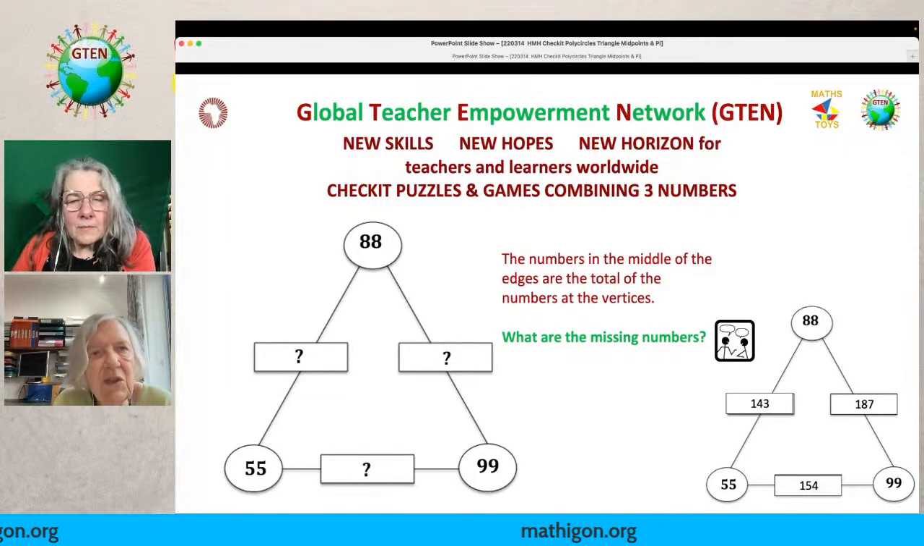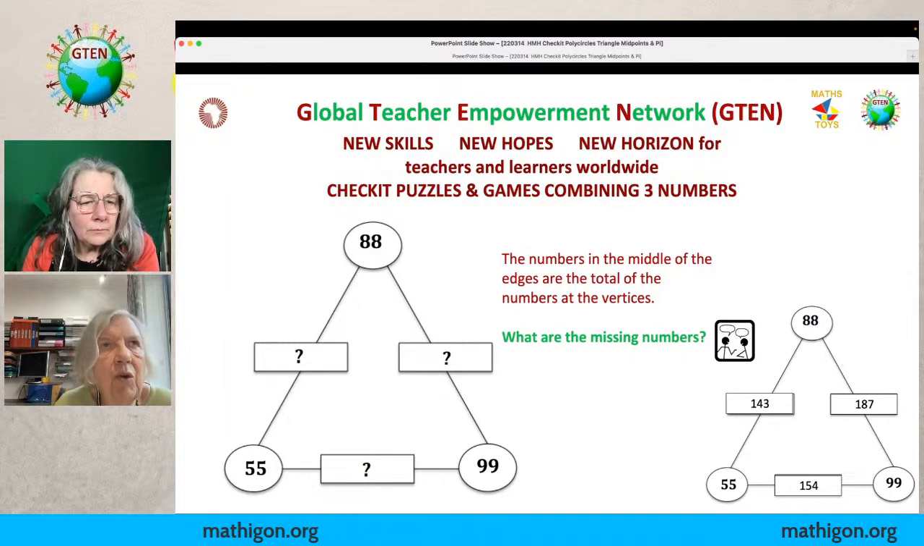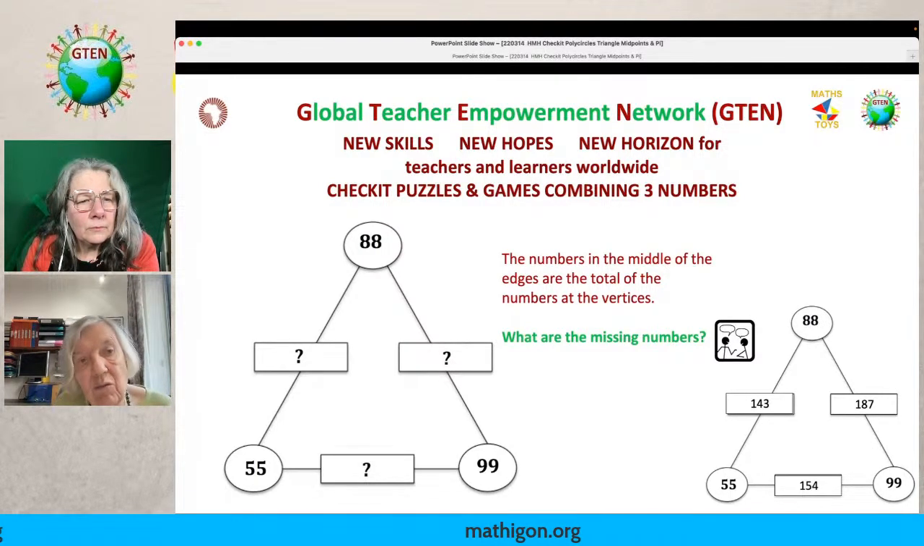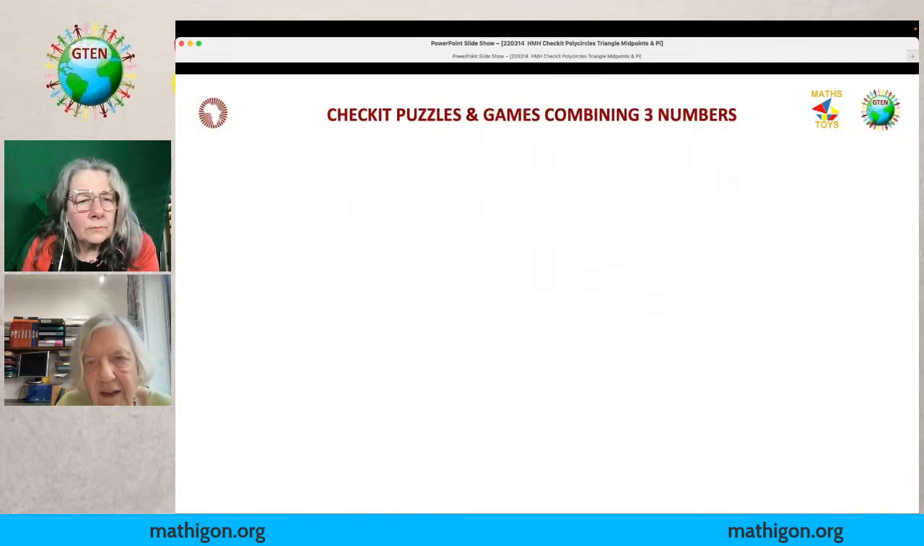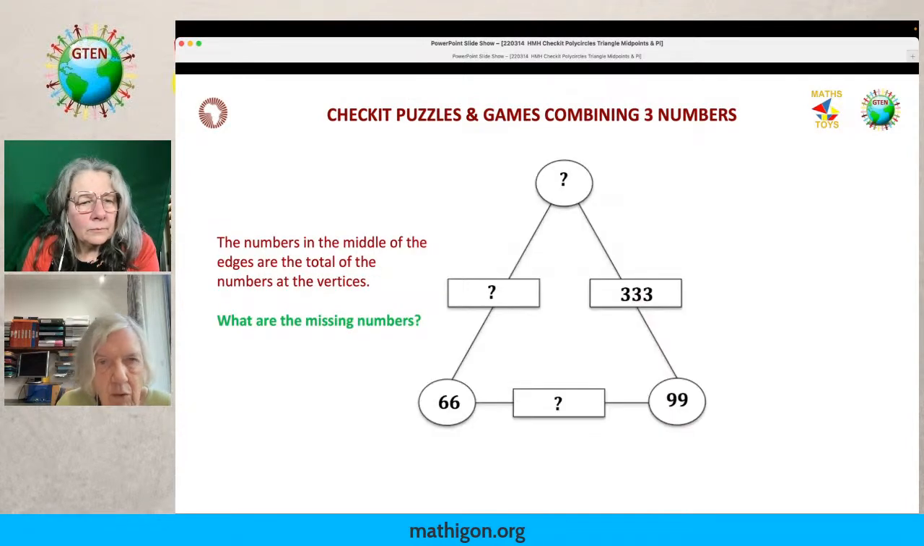So you can set it as a puzzle and say, well, can you fill them in? Or you can take it in turns to fill them in. And if you get it right, you get a point. If you don't, you lose a point or something like that. You can actually invent your own ways of scoring.